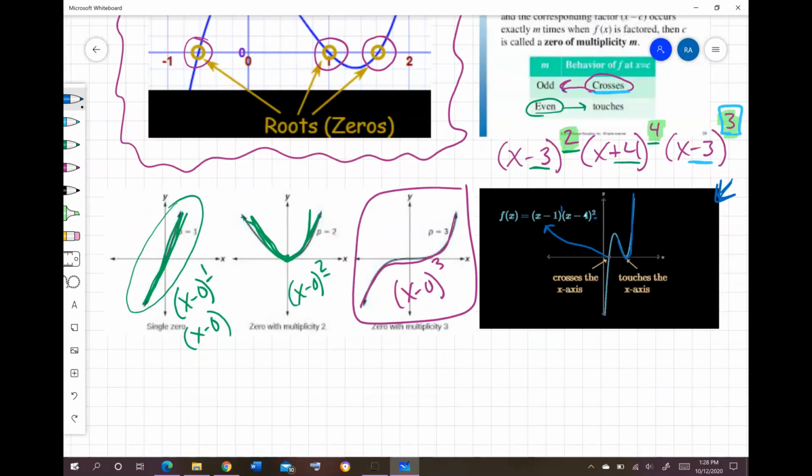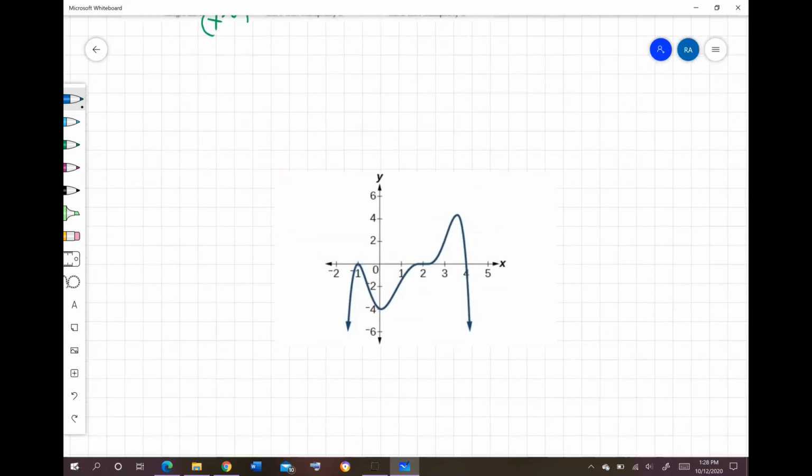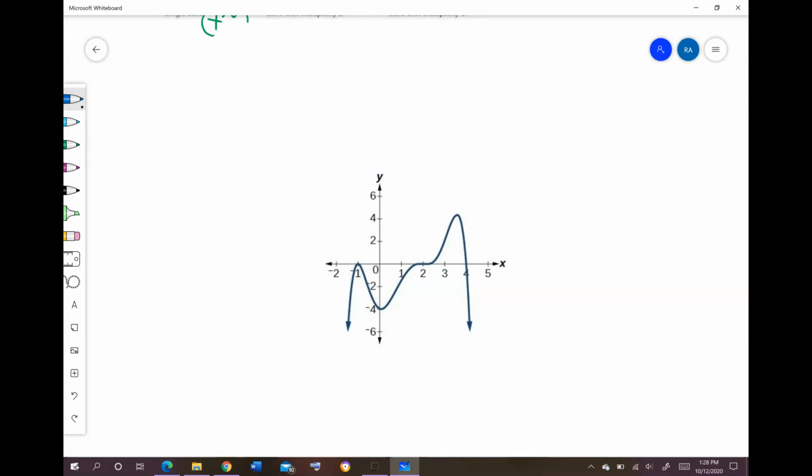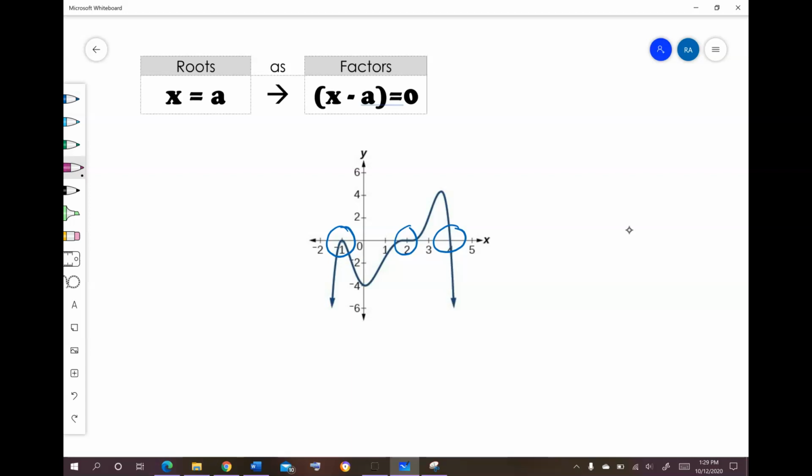If you look down here at this graph right here, it's kind of got a mixture of all 3. So the first thing you do is you get your intercepts. I've got an intercept here, here, and here. Now before we do this, I want to remind you how to turn your solutions into factors. We have been using the word roots. A root is where we just say x equals.